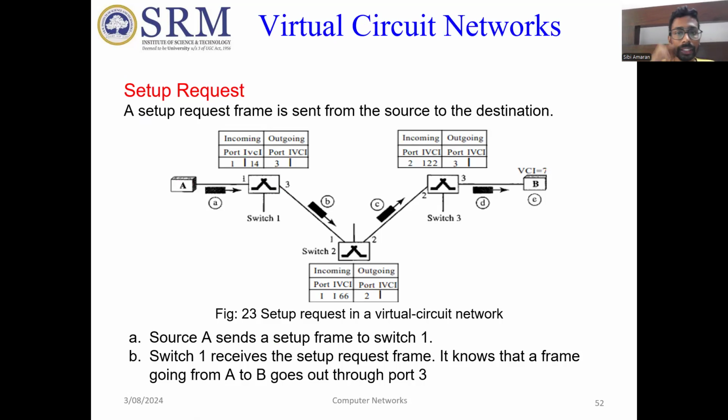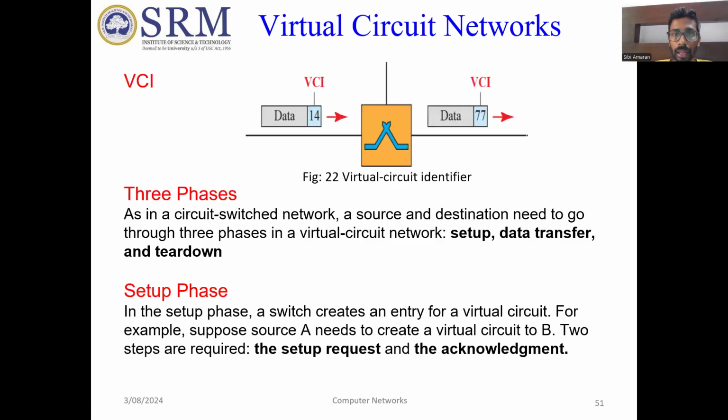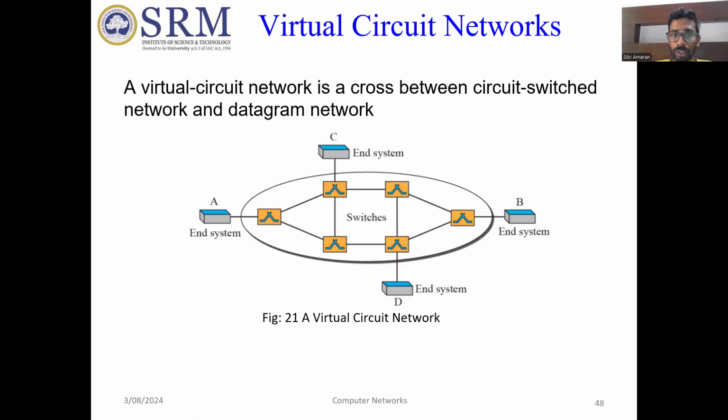All the datagrams will be traversing in the same direction. Say I take four packets, 1, 2, 3, 4, four datagrams. Every datagram will be traversing in the same direction. So that's the biggest advantage of this.